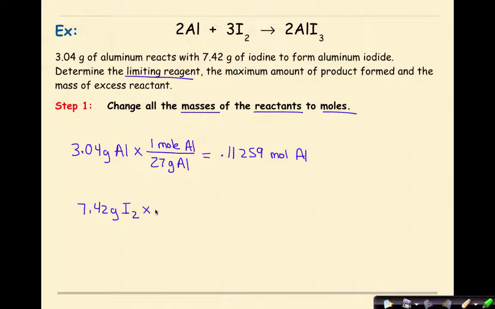Then I'm going to do the same thing to iodine here. So multiplication sign and a line. The gram formula mass of I2 is 254 grams of I2, and that is equivalent to 1 mole of I2. So if I do the math for here, I'm going to get 0.0292 moles of I2. So step 1 is converting our given masses of our two reactants into moles.